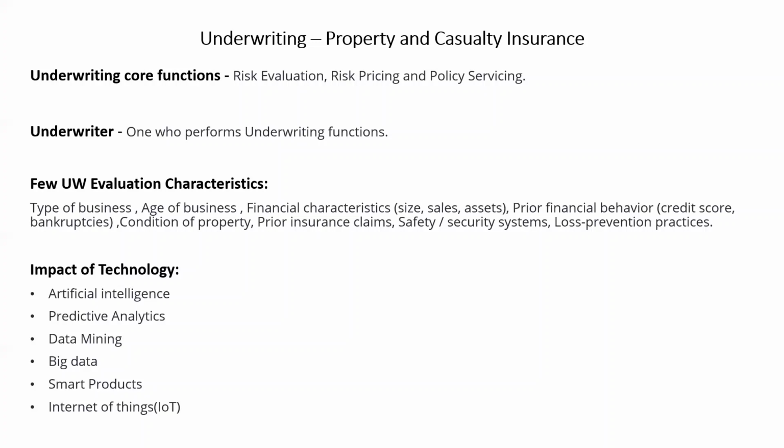Smart products. We have seen this a lot nowadays. Say if you have a personal auto policy, you have a smart product installed in your car so that they evaluate your driving history and then based on that the premium can be calculated. Internet of Things. Nowadays there are systems that can talk to each other using the internet, and based on the data that we collect we can determine the premium and other things.